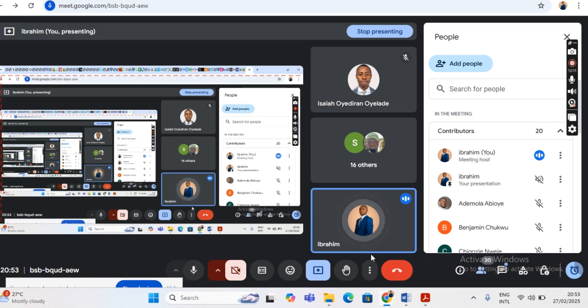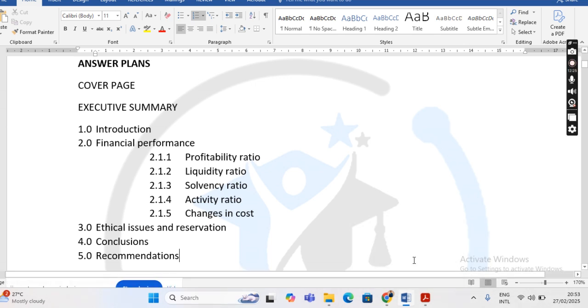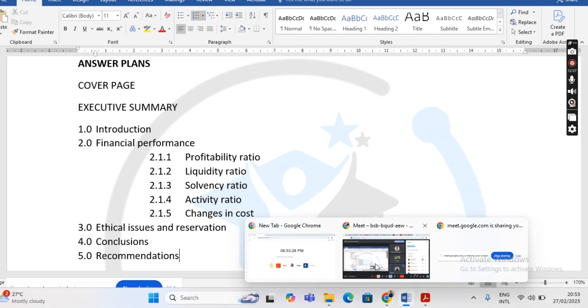That is why one of the partners said, you need to be very smart, smarter than your examiner, right? We will get there, for those who will continue with us. Now, after that, your ethical issue. I will still explain more about ethical issue and reservation as we move.